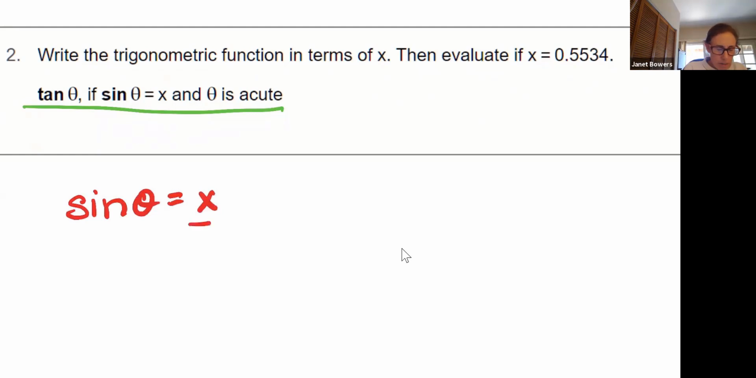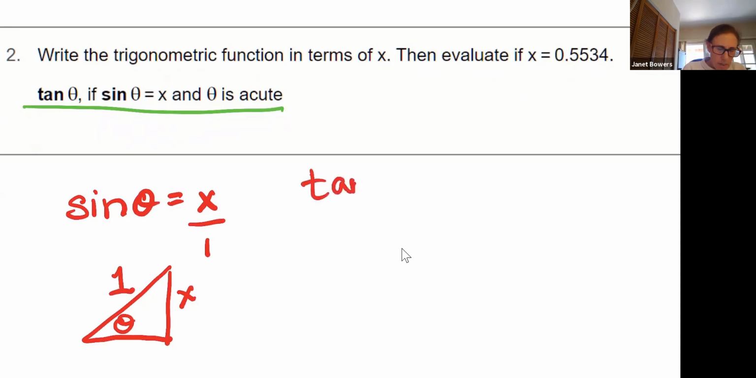That could be rewritten as x over 1. So now if I just draw an average triangle here, I'll put my theta here. That means that the sine is x, and sine is opposite over hypotenuse, so the 1 is there. Now we want to figure out what is the tangent of theta.